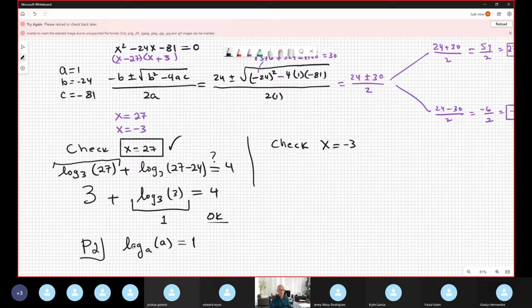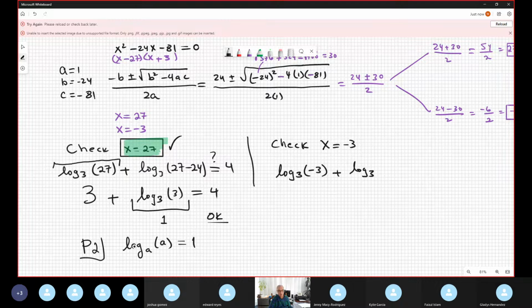Okay, and the answer 27 is nice. It works perfectly. And what about negative 3? Negative 3 is crazy. When you try to check it, you immediately recognize it's impossible, because a negative number inside the logarithm is undefined. Okay, be careful, because it doesn't always happen that the negative doesn't work. That depends on the problem.